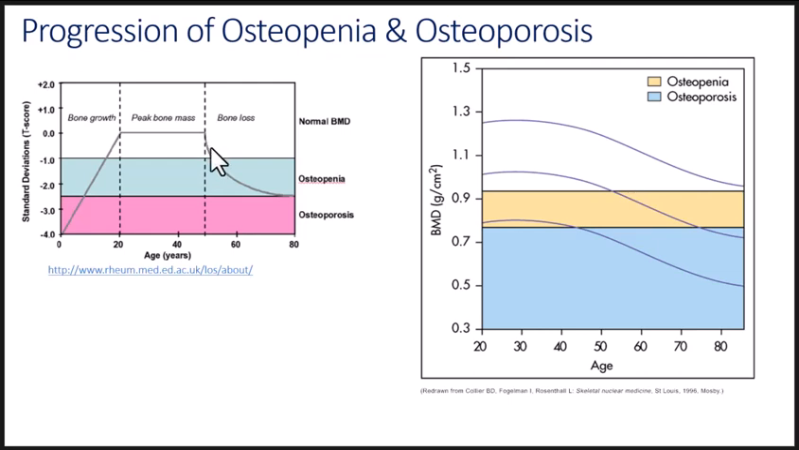We get this drop-off. And the ideal situation is, yes, somebody will drop off, but they still remain in this safe zone where they have normal bone mineral density. Where it becomes problematic is if we drop into osteopenia and then osteoporosis. So we can see then that over time, as we age, there is a drop in bone mineral density. A normal drop is the ideal situation, and more than that becomes problematic.